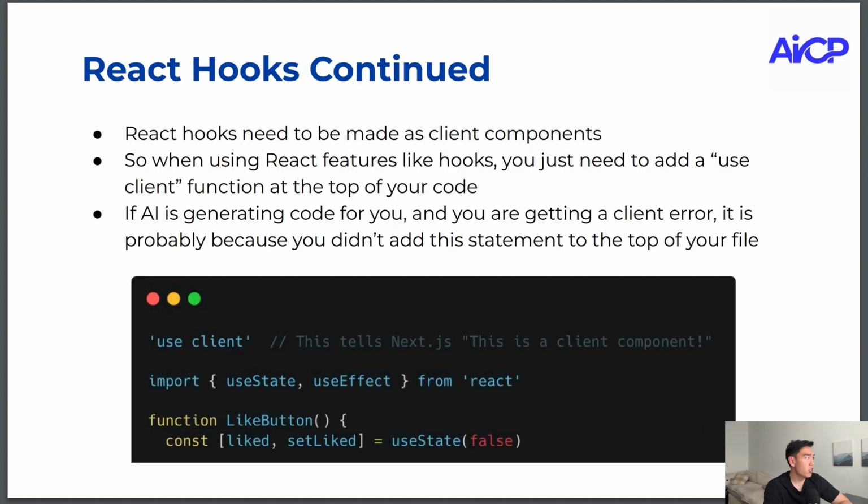Now, the final thing to note here is that React hooks need to be made as client components. So when you're using React features like hooks, you'll need to add a "use client" statement at the very top of your code. So if AI is generating code for you and you're getting a client error, you need to add the statement at the top of all your files that use React hooks.